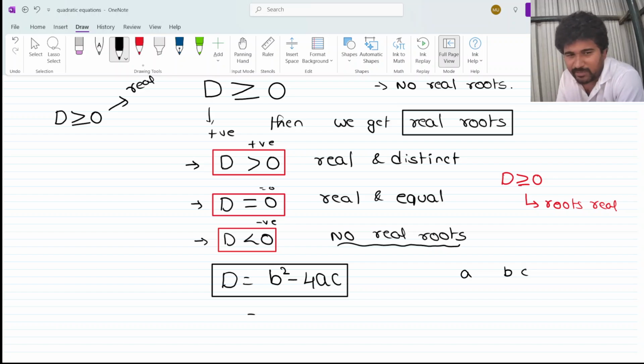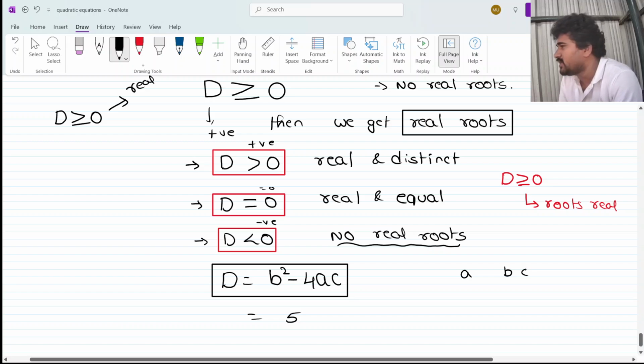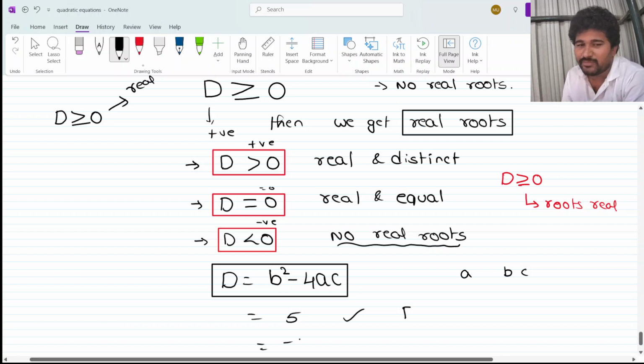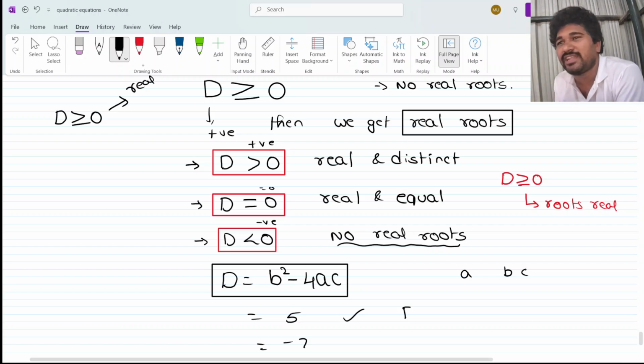After substituting, suppose the D value is 5. Is 5 a positive number or negative number? Then what will you tell? The equation will have roots real and distinct. Suppose after solving with a, b, c, I got -7. No real roots. What will you tell? No real roots. Why? Because it is minus.